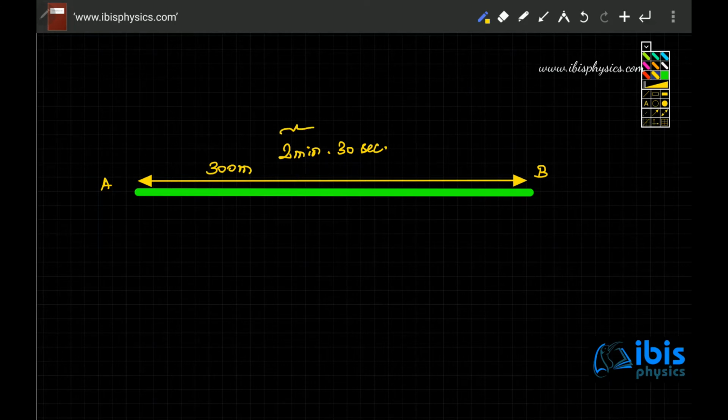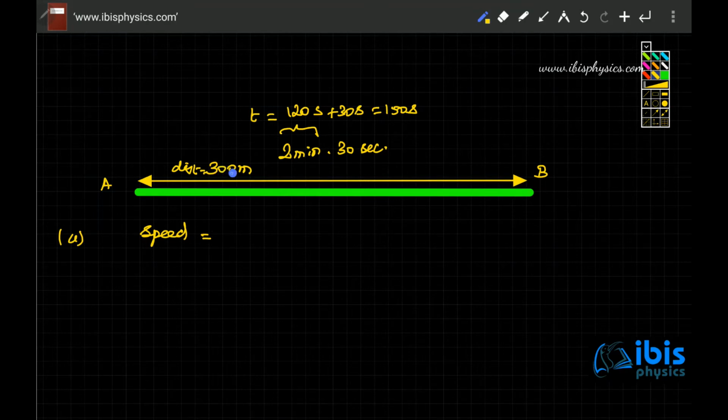2 minutes means 120 seconds plus 30 seconds, so it is 150 seconds. So in a duration of 150 seconds, he covered a distance of 300 meters. So Joseph's speed in case A, meaning when he moved from point A to B, what is his speed and velocity?